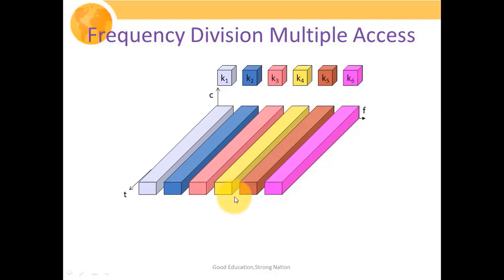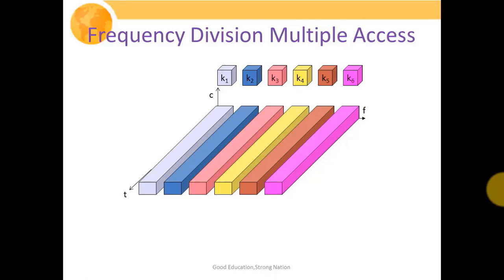Here in this figure, it is quite clear that for all the users, K1 up to K6, only a smaller portion of the frequency band is available for the complete duration of time. This is what we are doing in frequency division multiple access techniques. You can correlate it with frequency division multiplexing. When we combine our signals to use the common medium, that process is called frequency division multiplexing.